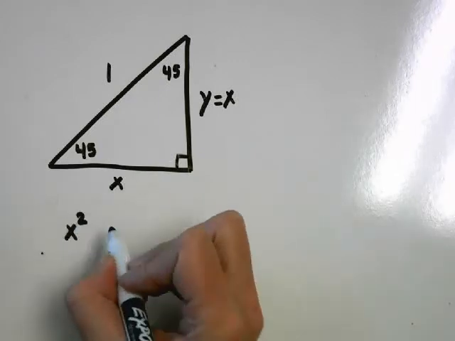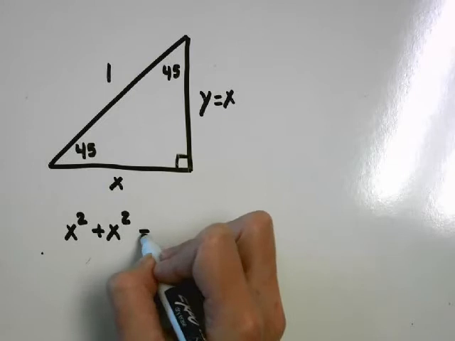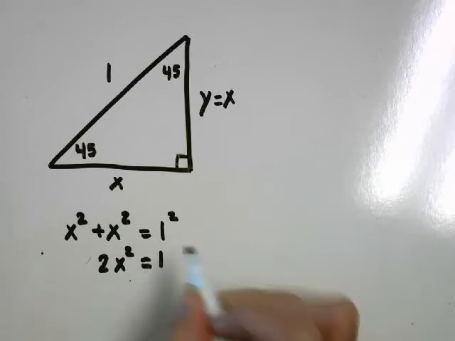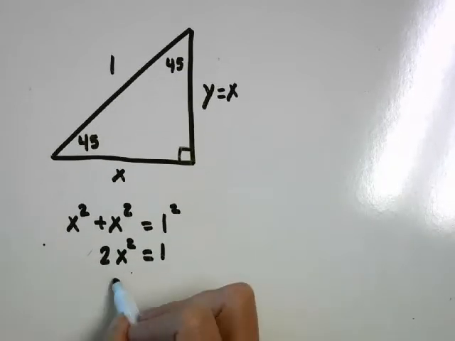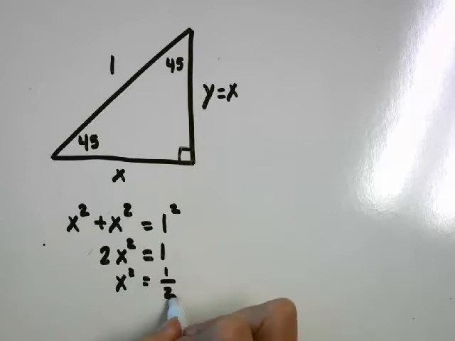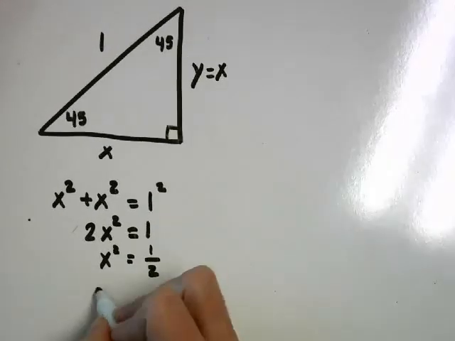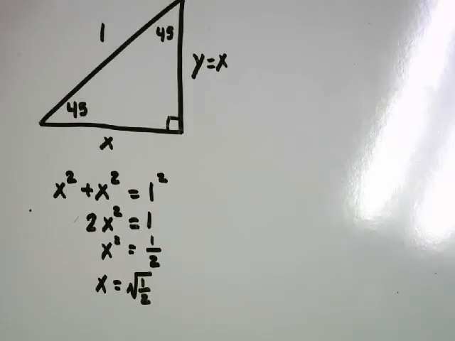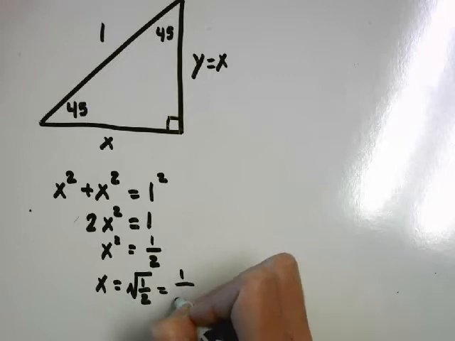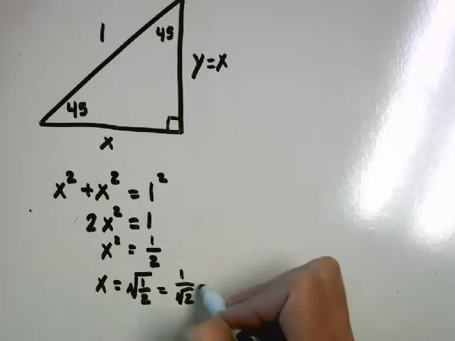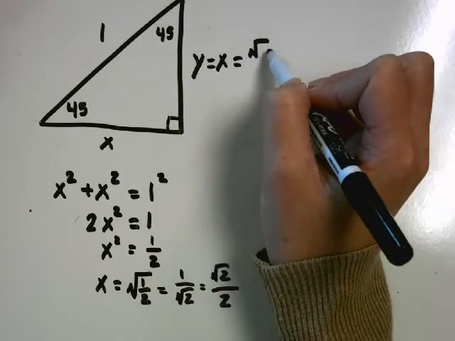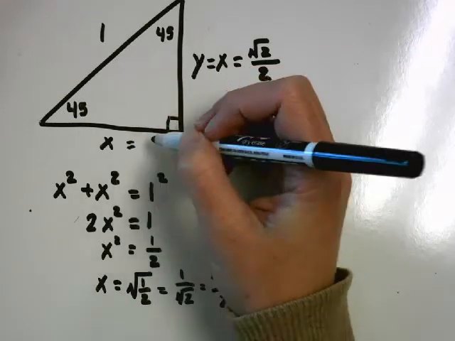So I'm going to say x squared plus x squared equals 1 squared. So 2x squared equals 1. So x squared equals 1/2. So x is going to equal the square root of 1/2, which is equal to 1 over root 2, which when we rationalize that is root 2 over 2. So both of these lengths are root 2 over 2.